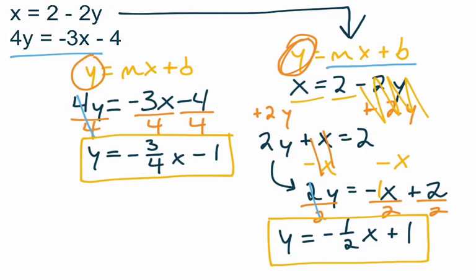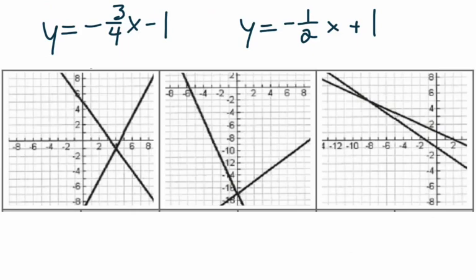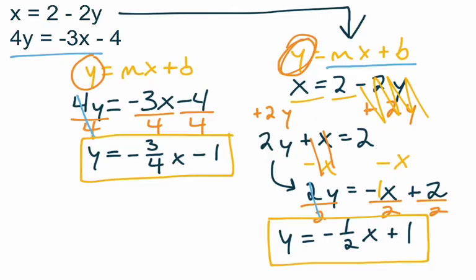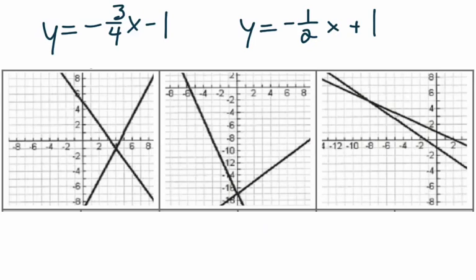So now that we have those equations, which graph that we had is really showing us what we had? So if I go back, we did all this work. We got y equals negative 3/4 x minus 1, and then we have y equals negative 1/2 x plus 1. I put those here. These are 3 graphs. We have 1, 2, and 3. Which graph is the graph of this system of equations? Well, let's check it out.